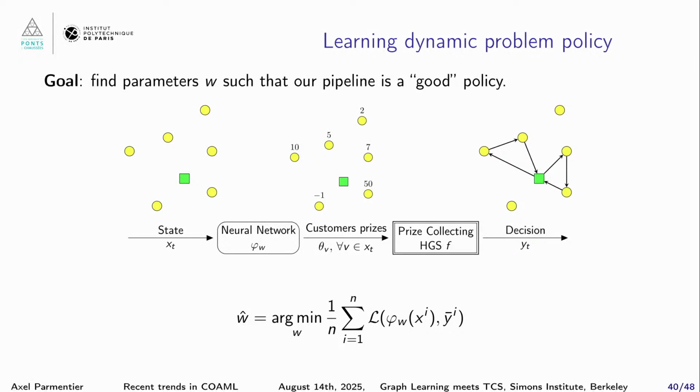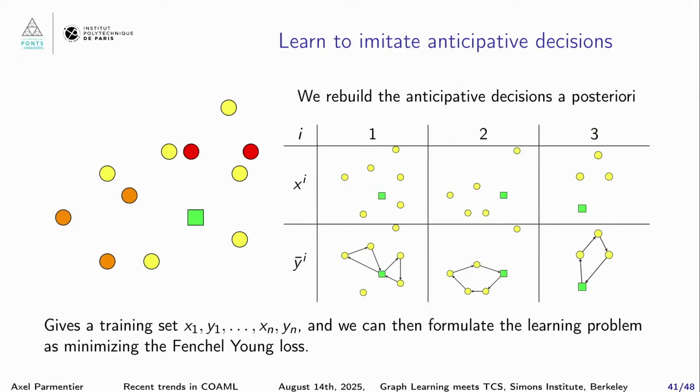The thing we did for the challenge was pretty simple. Just observe that if I place myself at the end of the day and I have all the data, it's just a classic capacitated vehicle routing problem. So we solve it with our favorite capacitated vehicle routing problem solver, and we rebuild the decisions that we would have taken at every time step. This gives us a training set of anticipative states and decisions, and we imitate it. That's what we did on the challenge.